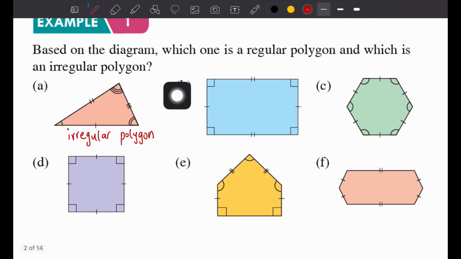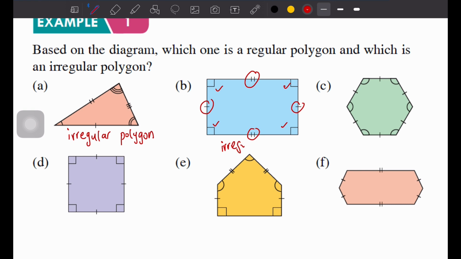The second one has the same angles, so it already passed the first criteria. But what about the second criteria? Are all the lengths the same? Look, these two are the same and these two are the same, but all 4 are not the same. Only 2 ini yang sama dan 2 ini yang sama, walaupun dia ada interior angle yang sama. So this one is an irregular polygon.